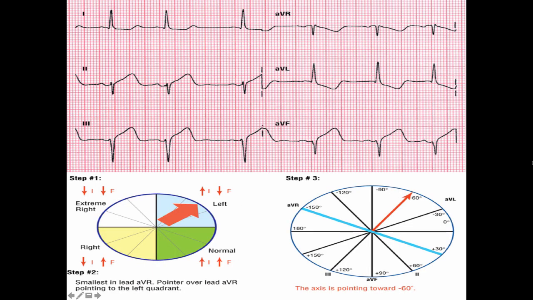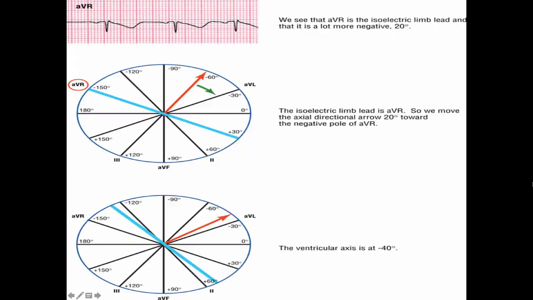And then in example number 3, we're in our left axis quadrant here. So lead 1 is up, AVF is down, is negative. We're in our left quadrant. We picked AVR again as our isoelectric lead. Here's our big thick blue line. We drew this perpendicular arrow up and into the left quadrant. We're not going to draw it into the right quadrant, because that doesn't make sense. We already picked our left quadrant, so we're going to draw it into our left quadrant. We end up at negative 60 degrees.